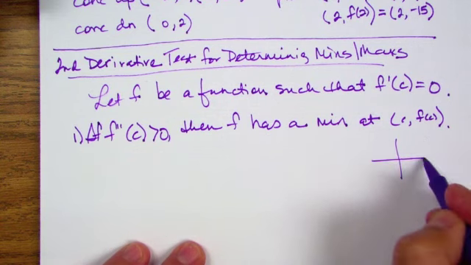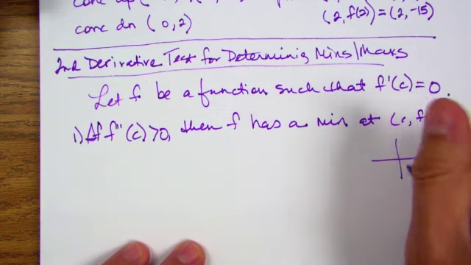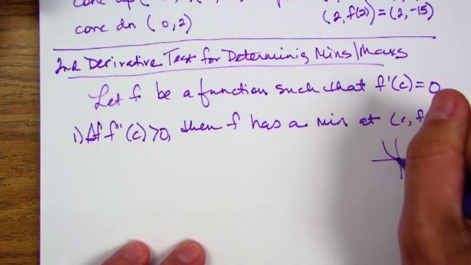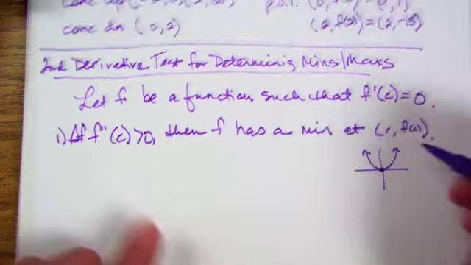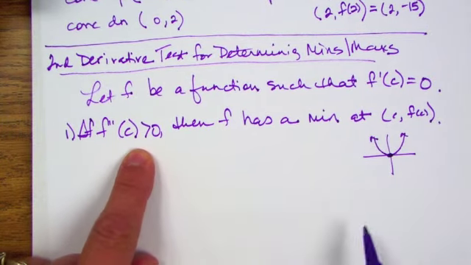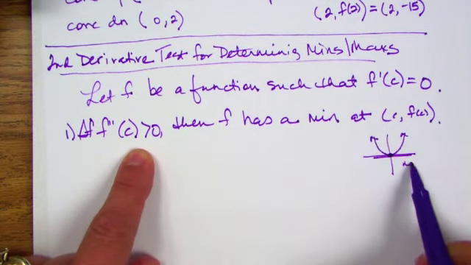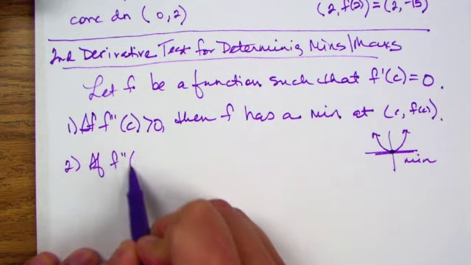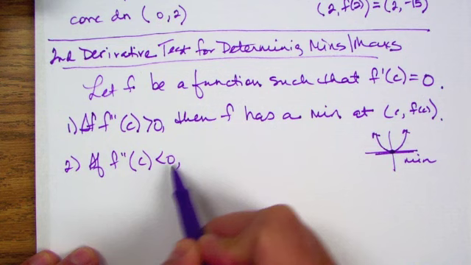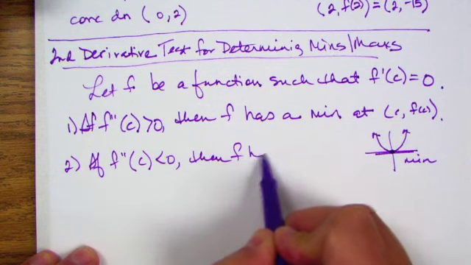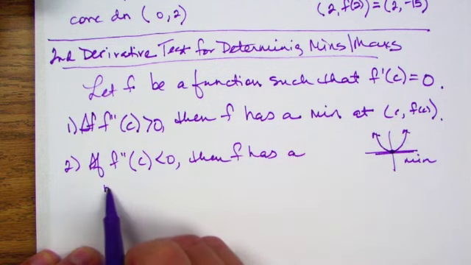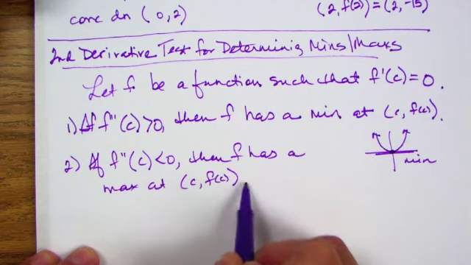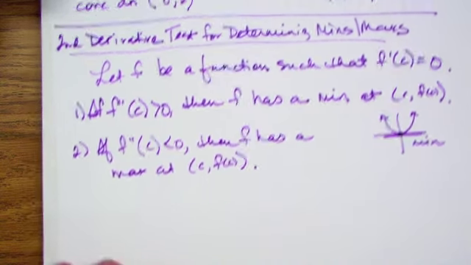Right? So if you think about that, if the derivative is 0, but the second derivative there is positive, it'd be concave up, so that's a min. If f double prime of c is less than 0, then f has a what? Max. A max at c, f of c.